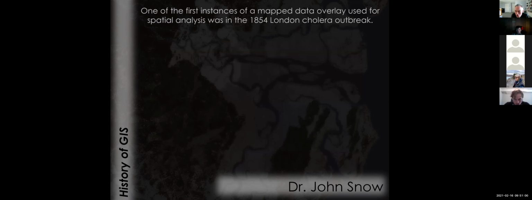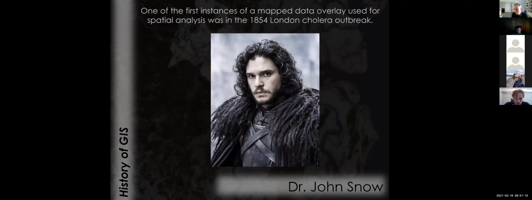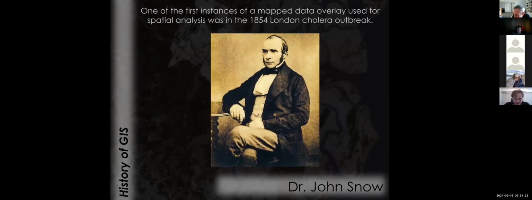If we fast forward to the 1800s, one of the first instances of a mapped data overlay used for spatial analysis was during the 1854 London cholera outbreak with this guy, Dr. John Snow. Sorry, that's the wrong one. This guy, Dr. John Snow, wrong John Snow.